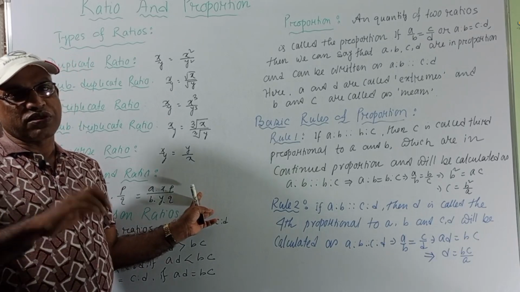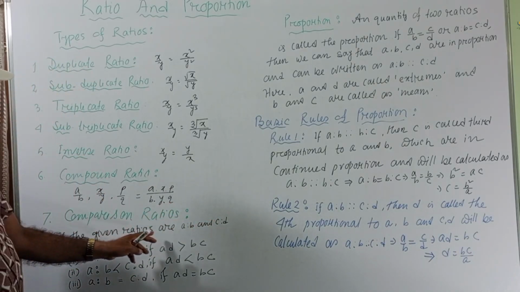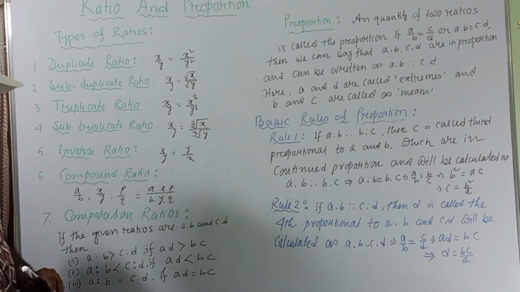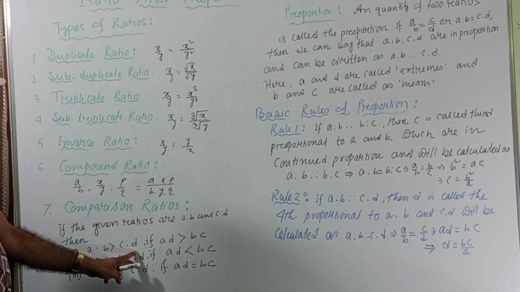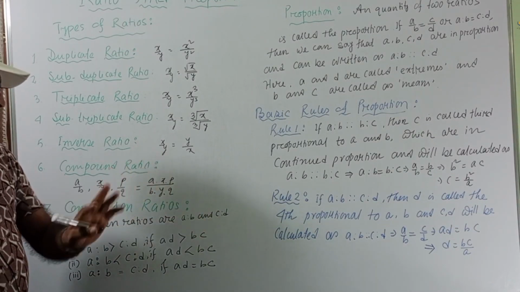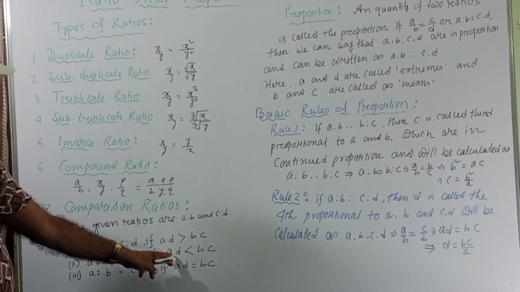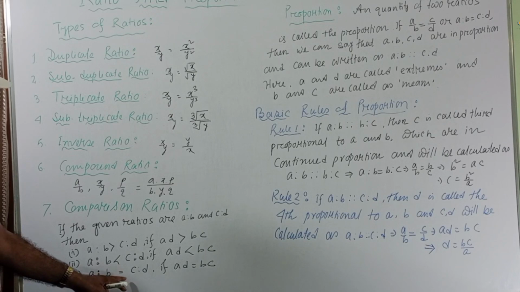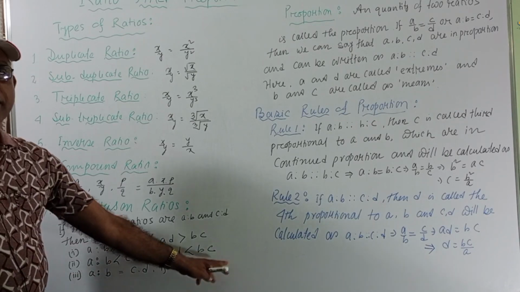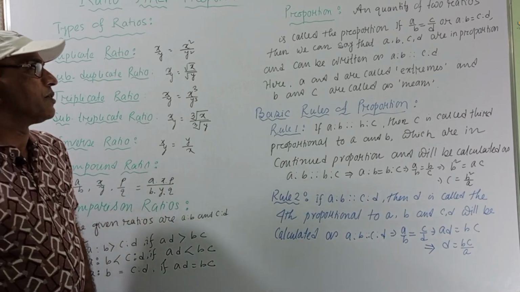Now comparison of ratios. Which one is greater, which one is smaller? If the given ratios are a is to b and c is to d, then a is to b is greater than c is to d if ad is greater than bc. A is to b is less than c is to d if ad is less than bc. A is to b equals c is to d if ad equals bc. These are comparison of ratios.